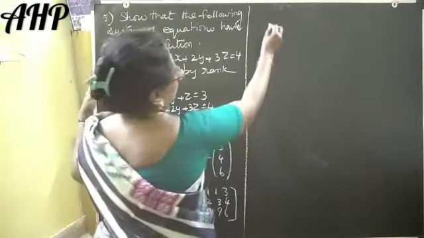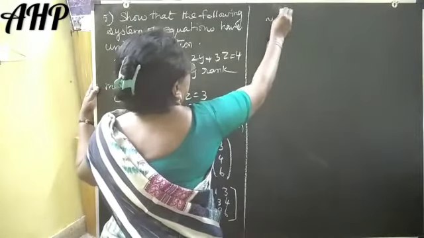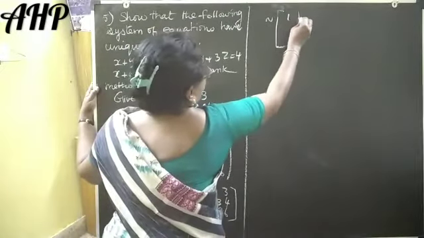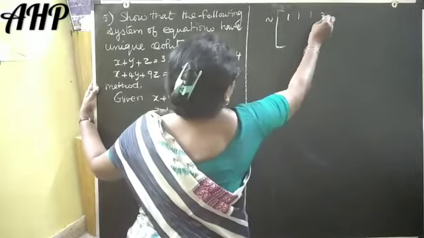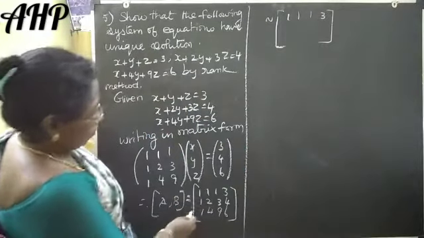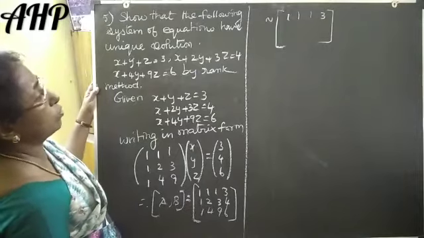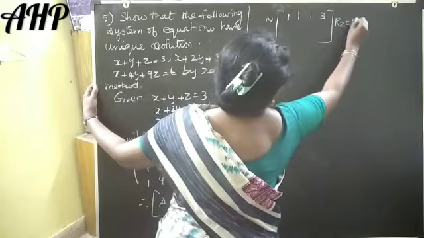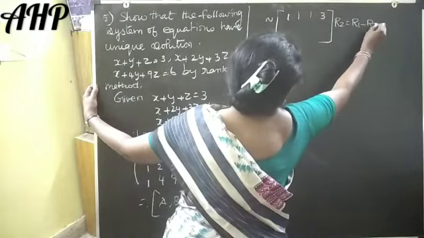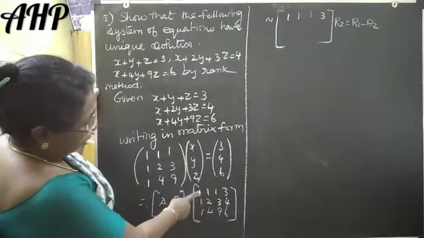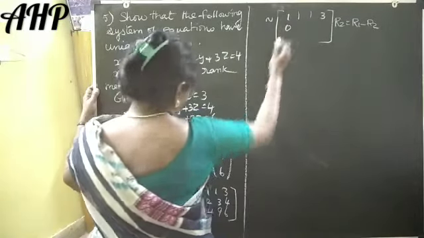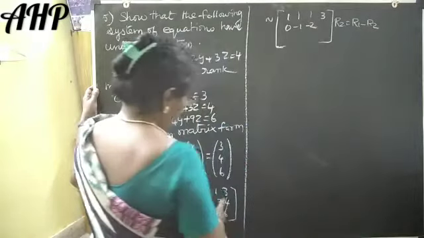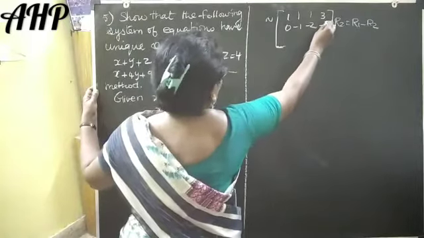Now this is equivalent to [1, 1, 1, 3]. Now our aim is to make the first element of the second row 0. Therefore, R2 is equal to R1 minus R2. So subtract R1 minus R2. 1 minus 1 is 0. 1 minus 2 is minus 1. 1 minus 3 is minus 2. 3 minus 4 is minus 1.